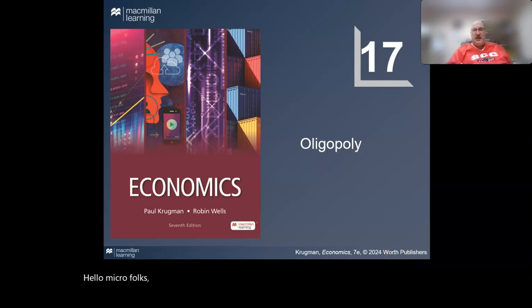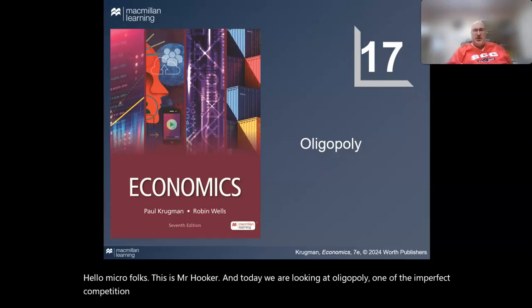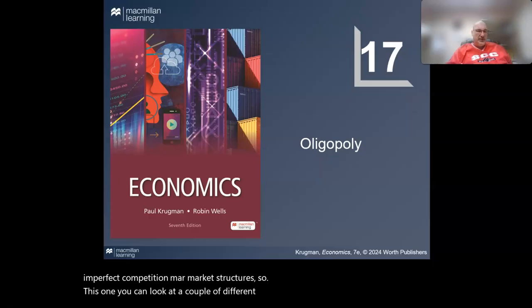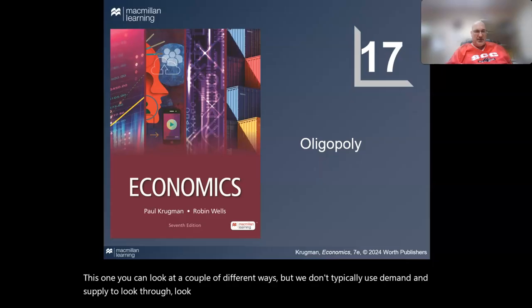Mr. Hooker, and today we are looking at oligopoly, one of the imperfect competition market structures. So, this one you can look at a couple of different ways, but we don't typically use demand and supply to look at it. So, it's kind of interesting.